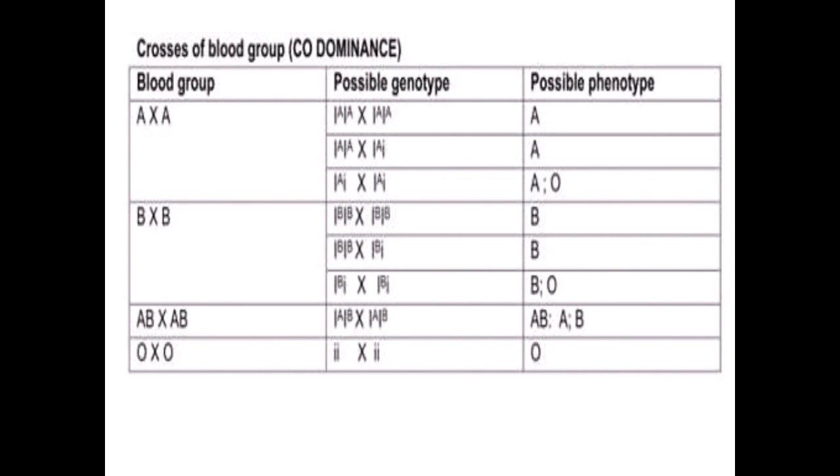Possible genotypes: both the partners having the dominant genotype of B, or one partner having the dominant B and the other heterozygous B, and another combination that may be heterozygous B. For AB blood group cross, the condition is AB only, and for blood group O, the condition is only O, only one type of possible phenotype.